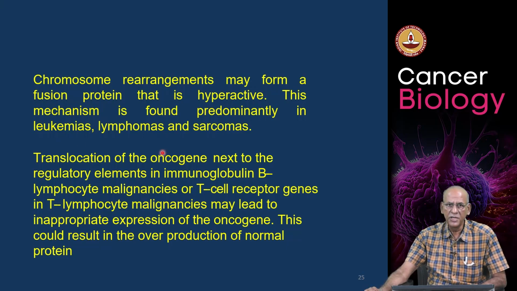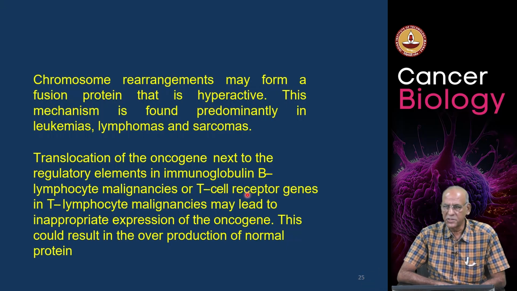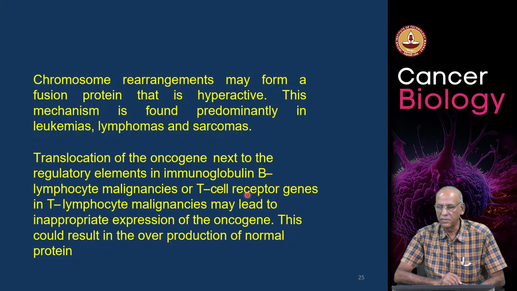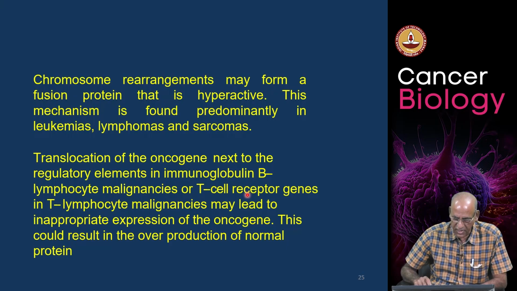Translocation of the oncogene, it depends on where it gets translocated also. Oncogene near to the immunoglobulin B lymphocyte, immunoglobulin regulatory elements in certain disorders, T lymphocyte malignancies, may lead to inappropriate expression of the particular oncogene, whatever may be that oncogene. This could result in the overproduction of the normal protein. This is another mechanism.